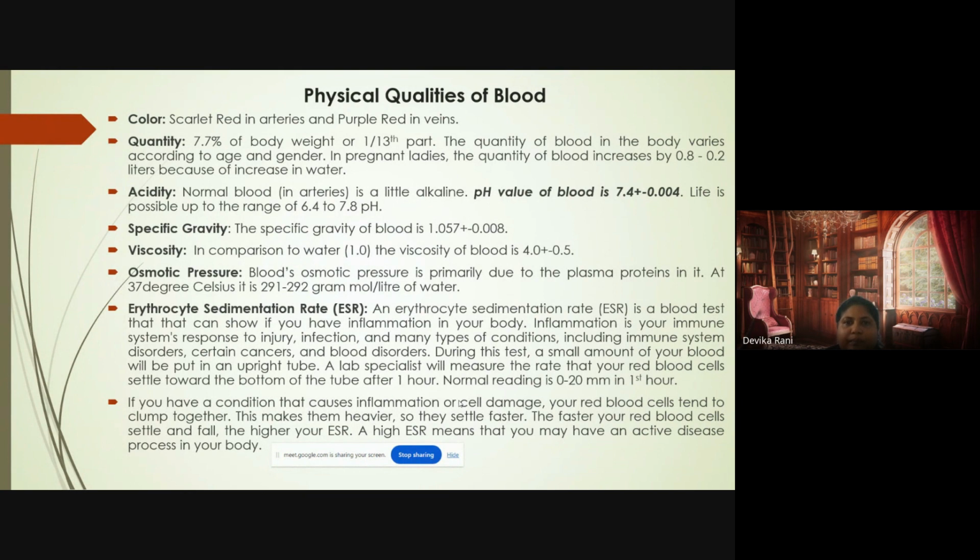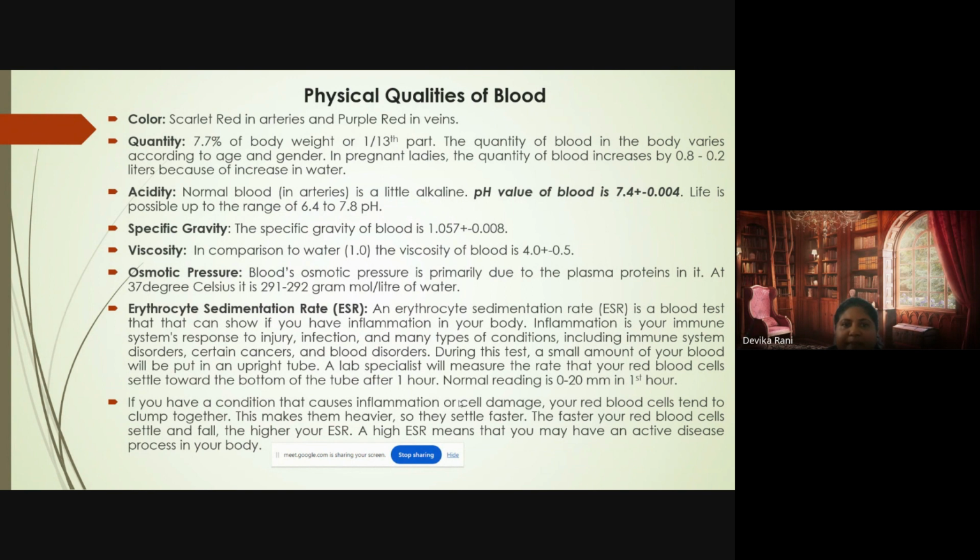Now, acidity. This is a question which is again asked: what is the pH value of blood? Blood is slightly alkaline. It is a little alkaline. So, its pH value is 7.4 plus minus 0.004. Life is possible up to the range of 6.4 to 7.8 pH. So, please remember the pH value of blood and remember it is slightly alkaline.